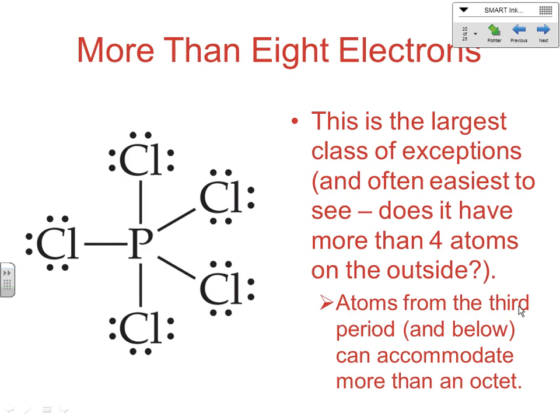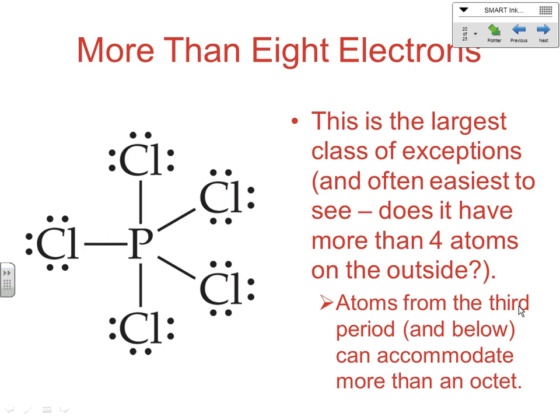Expanded octets. This is probably the largest class of exceptions because it happens with a lot of different substances. And it's really one of the ones that's easiest to see because it kind of stands out. PCl5, you have to have 5 chlorines stuck to the phosphorus. The only way that can happen is if phosphorus has an expanded octet. So these tend to stand out and they're more common exceptions. So beryllium and boron, you should know those. Those are deficit octets. And expanded octets you should also know.